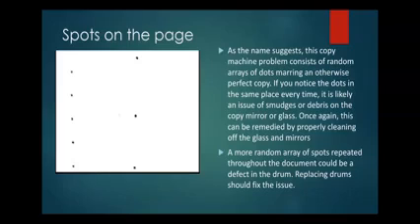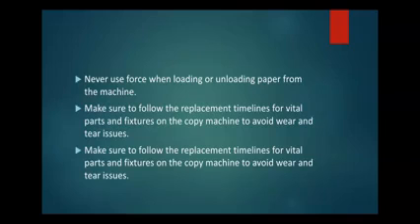Spots on the page. As the name suggests, this copy machine problem consists of a random array of dots marring an otherwise perfect copy. If you notice the dots in the same place every time, it is likely an issue of smudges or debris on the copy mirror or glass. Once again, this can be remediated by properly cleaning off the glass and mirrors. A more random array of spots repeated throughout the document could be a defect in the drum. Replacing the drum should fix the issue.